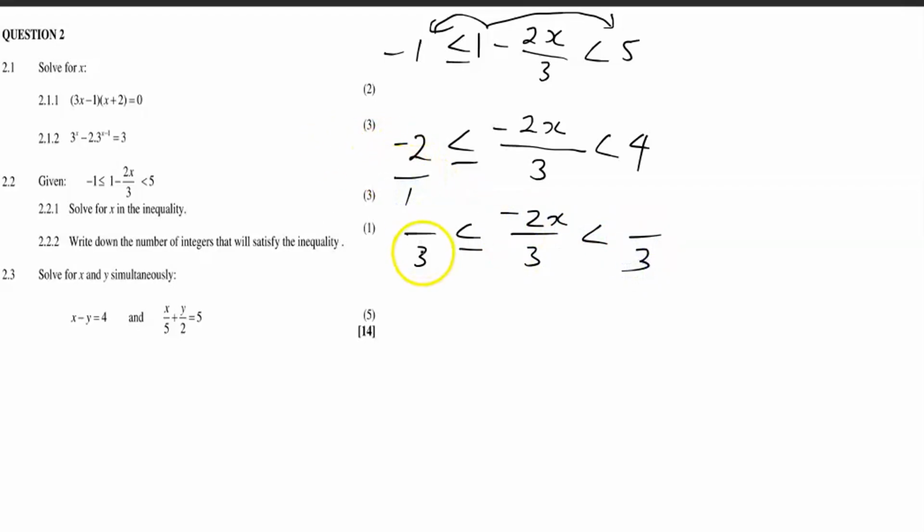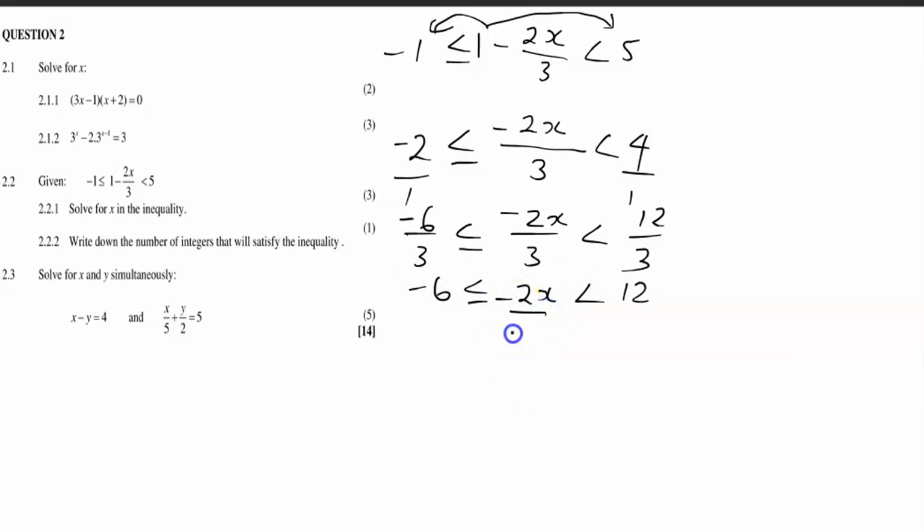So 1 goes how many times into 3? 3. 3 times negative 2 is negative 6. 1 goes how many times into 3? 3. 3 times 4 is 12. And from there, the denominators are the same, you can simply drop them. So you are left with negative 2x is greater than or equal to negative 6, but less than 12.